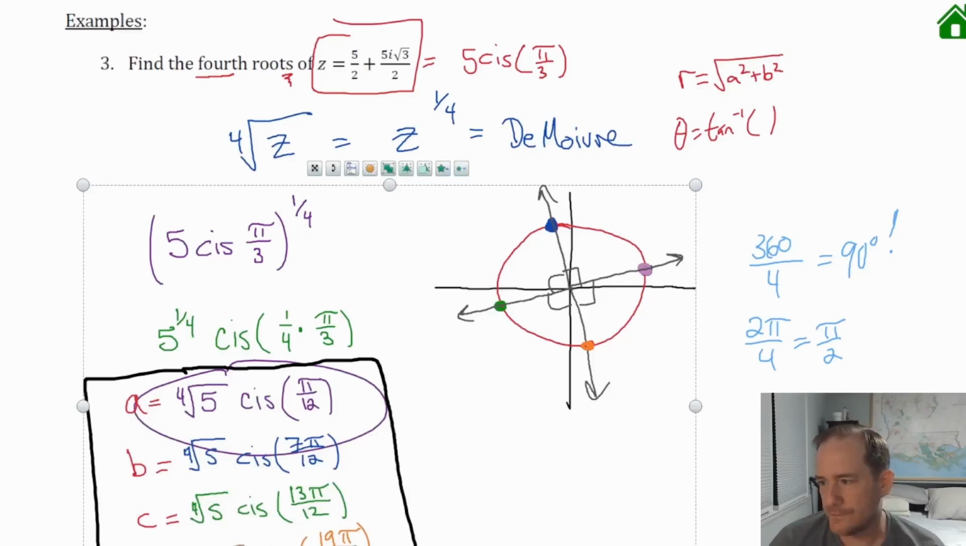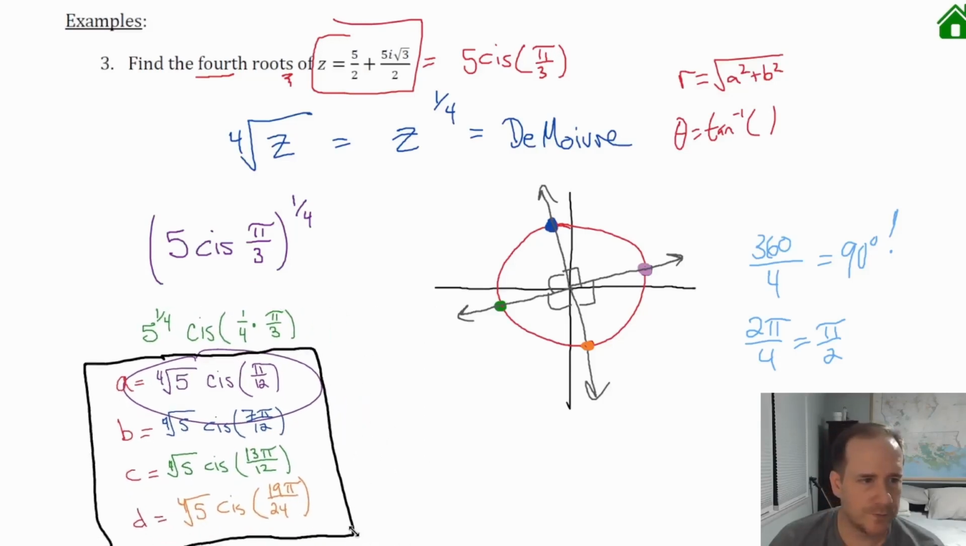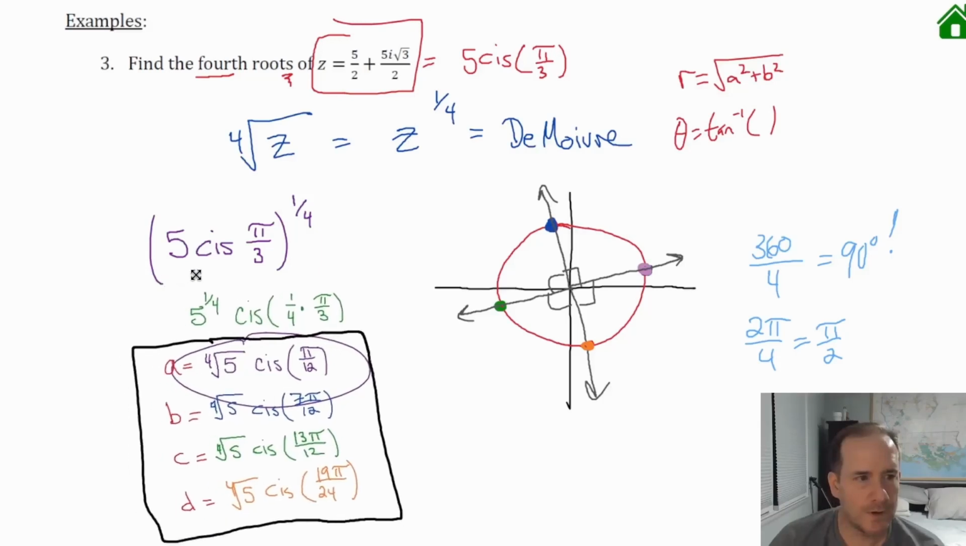Alright, I realized it. I'll shrink it down for you now so you can see it. Shrink. There you go. Those are your 4 solutions.